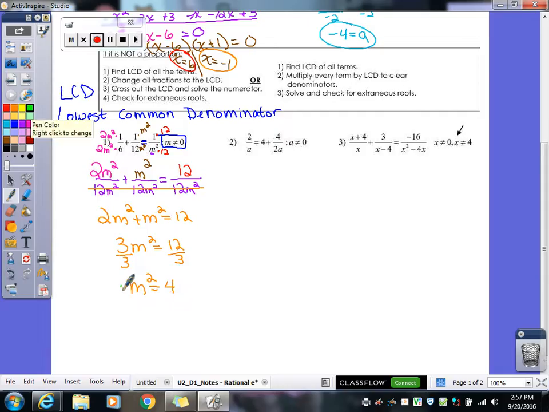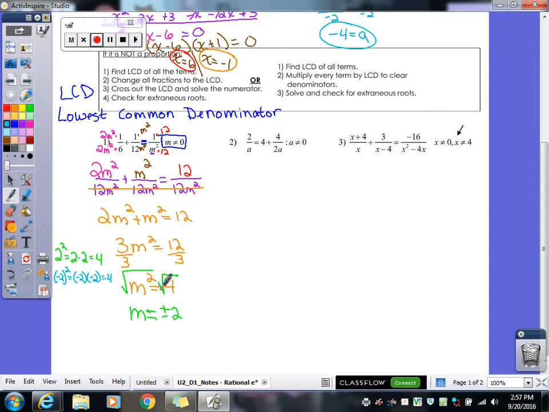At this point, to undo a squared, you have to take the square root. But you have to remember that gives us two answers: plus or minus 2. The reason being, if I took a positive 2 and squared it, that would give me 4, because that means 2 times 2, which is 4. Same thing happens with a negative 2. If I square negative 2, that means negative 2 times negative 2, which is also a positive 4.